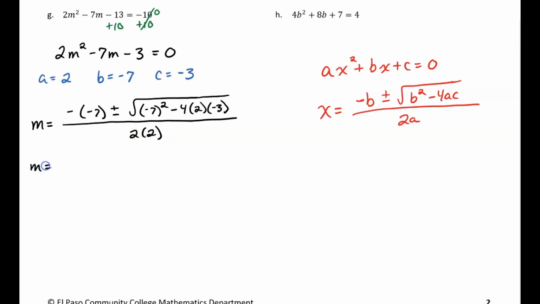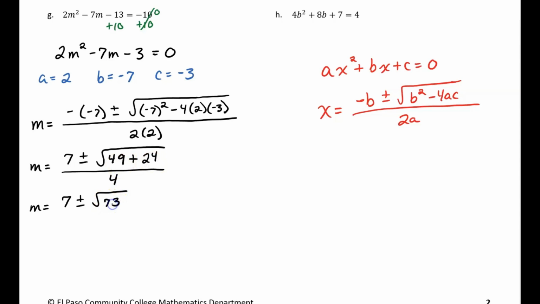And once we get going, we'll have a positive 7. We're doing order of operations here. Negative 7 squared, well, that's positive 49. This negative and that negative would also turn positive. 4 times 2 is 8. 8 times 3 is 24. Divided by 4. So I have 7 plus or minus the square root. 49 plus 24 looks to be a 73.